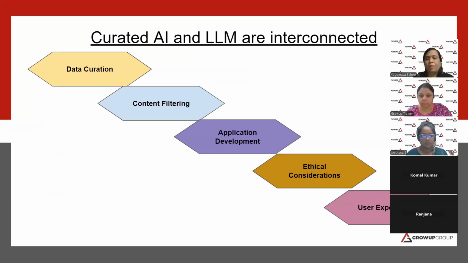Curated AI and LLM models are interconnected with five phases: data curation, content filtering, application development, ethical consideration, and user experience. In the same way, the five stages here also have to be crossed, because we have different sources, and from different sources it has to collect a huge amount of data. So from that huge amount of data, it has to gather the accurate, authentic data for the user.